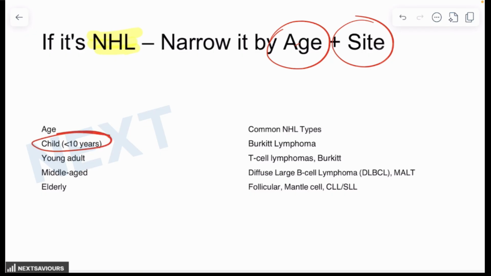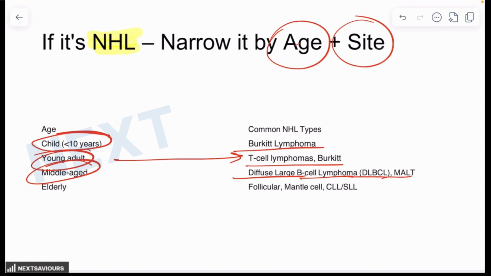If the patient is a child, then possibly Burkitt lymphoma. In case of young adults, it could be T cell lymphoma or Burkitt's lymphoma. In case of middle age, diffuse large B cell lymphoma or the marginal zone lymphoma. In case of elderly, it could be follicular, the mantle cell, or the chronic lymphocytic leukemia or small lymphocytic lymphoma. So this is how the age is important.